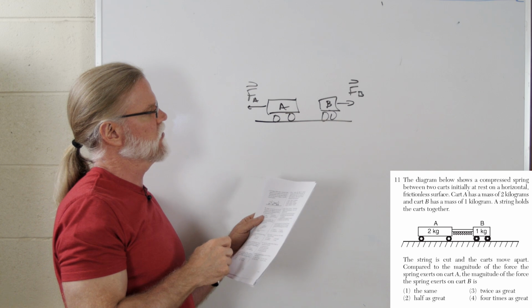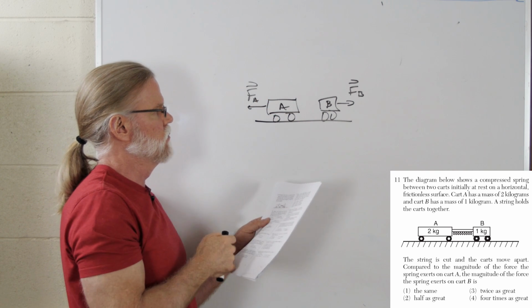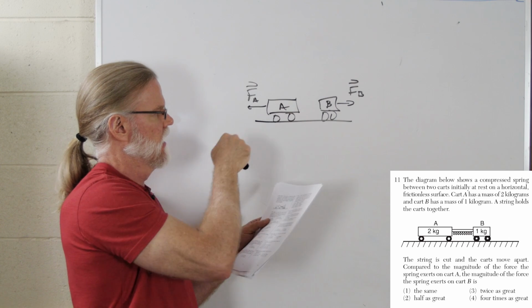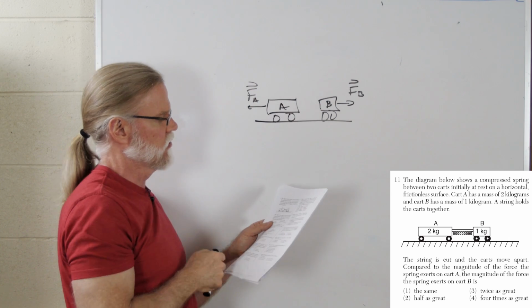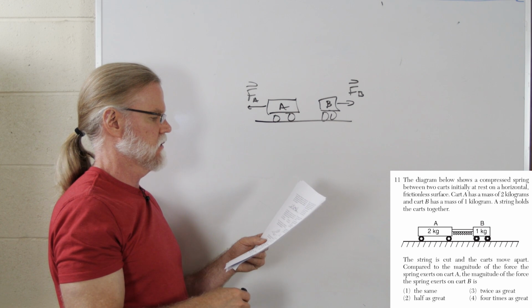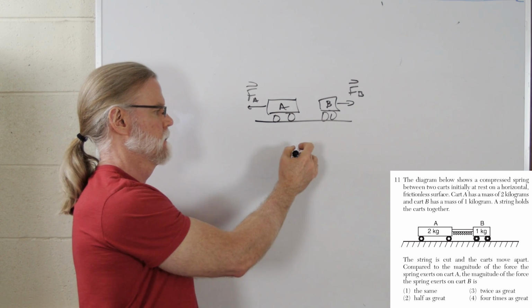The velocities will be different, of course. This one will move, since it's more massive, with less velocity, less magnitude of velocity or speed, and this one will have greater speed. So the magnitude of the force of the spring is, they're the same. So I guess the choice was 1.